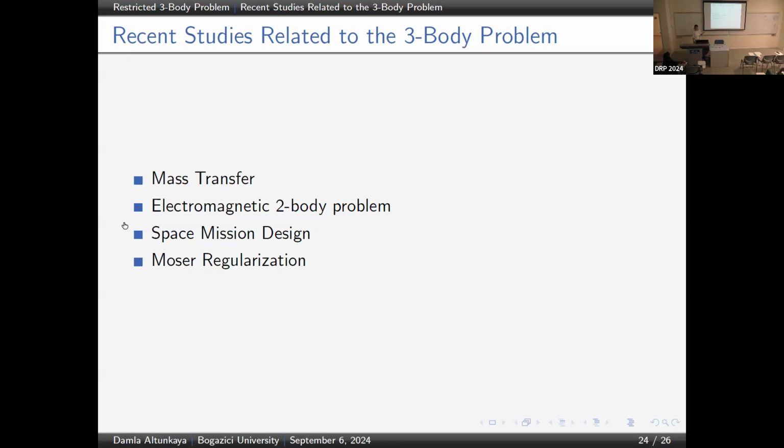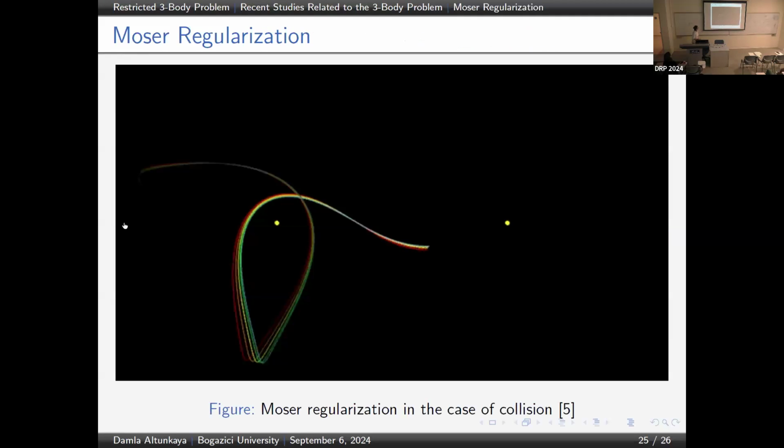So how will I cope with this problem? This is where the Moser regularization begins. And it is something like this. It's a beautiful simulation. We have a surface here, and the third body comes, hits, and reflects.